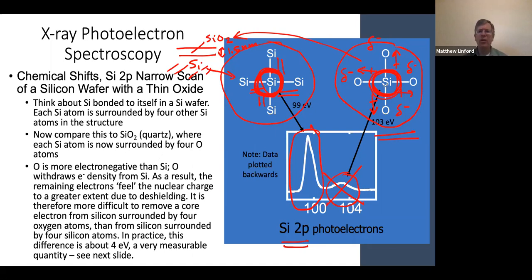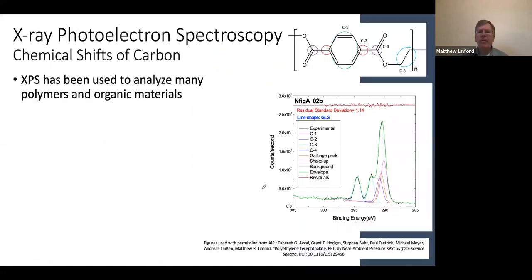So I think we've talked through this. Here's a little explanation of what's going on in this picture. Okay, so how does this play out? Well, as I've mentioned, XPS has been used to analyze lots of important materials, including a lot of polymers. This is an important polymer right here, called polyethylene terephthalate. Most of us are wearing some polyethylene terephthalate. This is the polyester in the clothes that we wear. Most of us are wearing a cotton-poly mixture. I'm sure the shirt that I'm wearing right now is probably a cotton-poly mix.